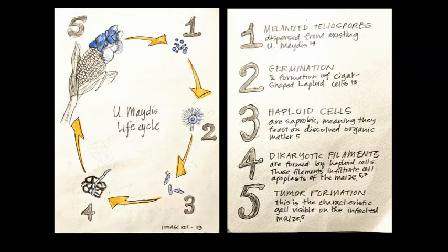This is a simplified diagram of its life cycle. Those teliospores that we talked about earlier are step one. They come from existing Ustilago maydis, and they then germinate in order to become those cigar-shaped haploid cells. And those haploid cells are saprobic, meaning they eat dissolved organic matter to become dikaryotic filaments, which then infiltrate the extracellular space of that corn plant. That's where these tumors are formed on the corn.